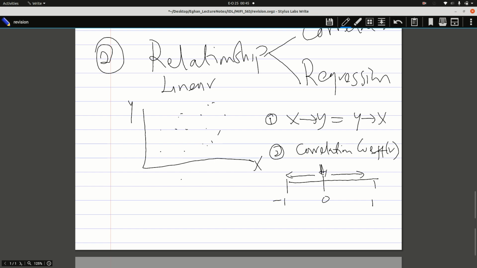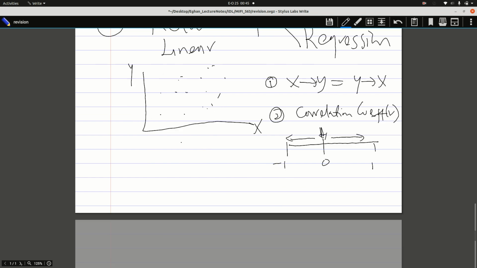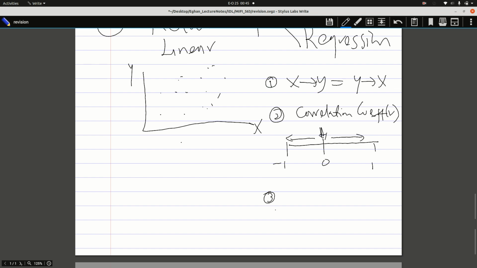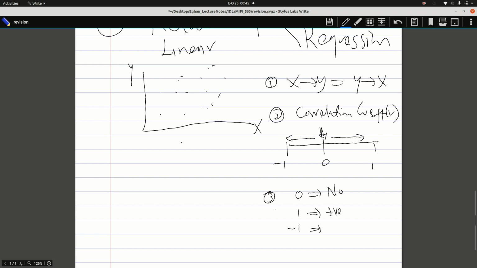How do you describe this relationship? If it's 0, it means there's no correlation. There's no movement between these two variables. If it is 1, it is a strong positive correlation. If it's -1, we say there's a negative correlation.